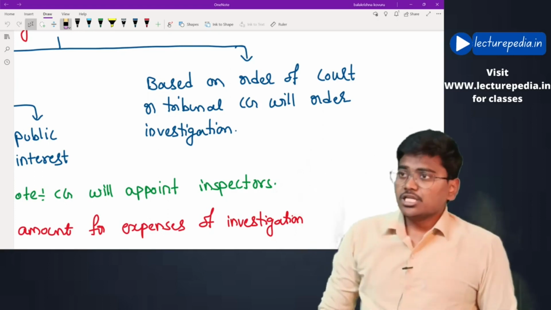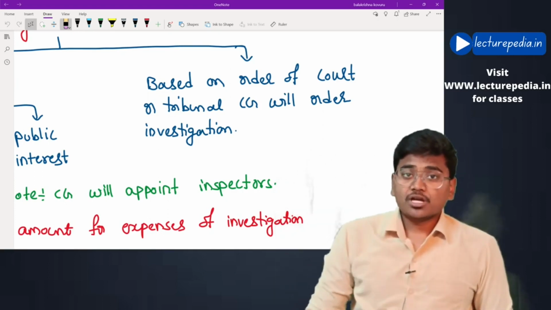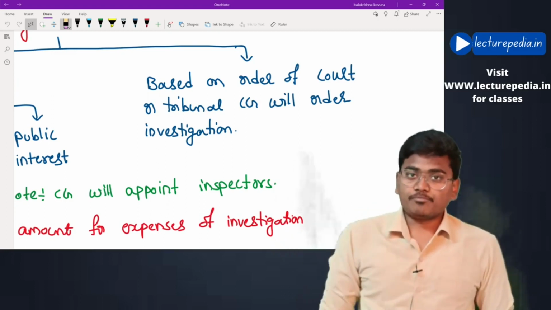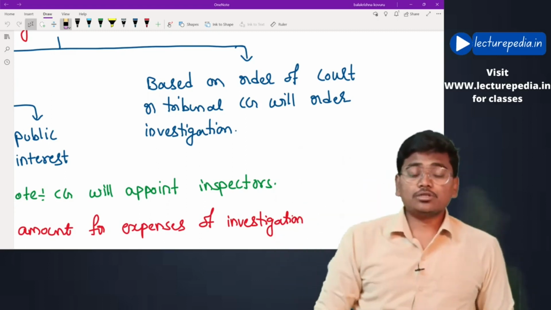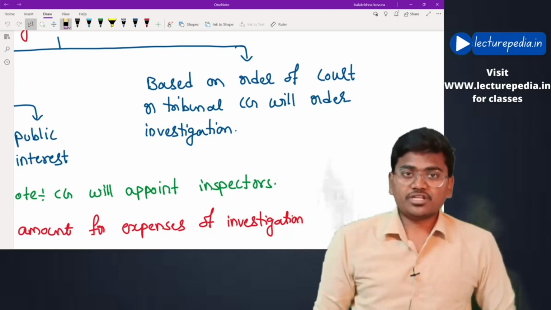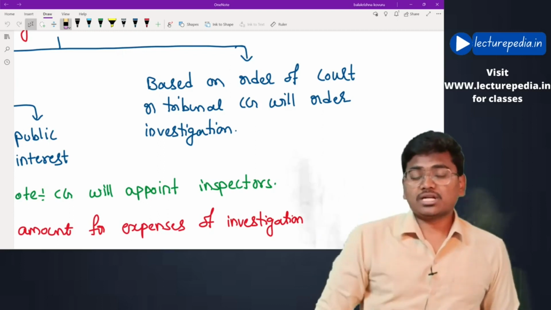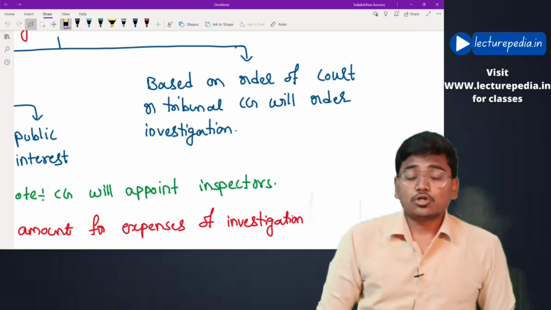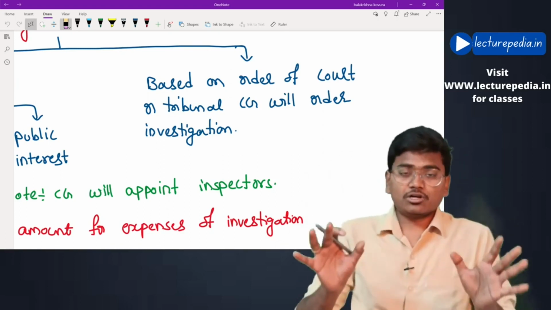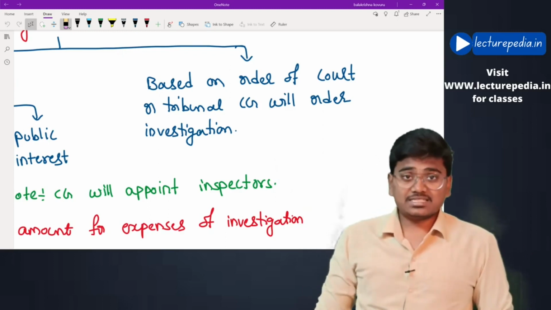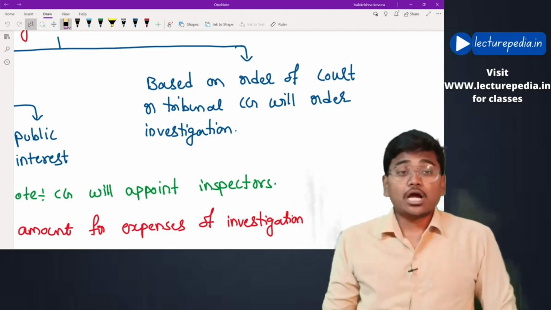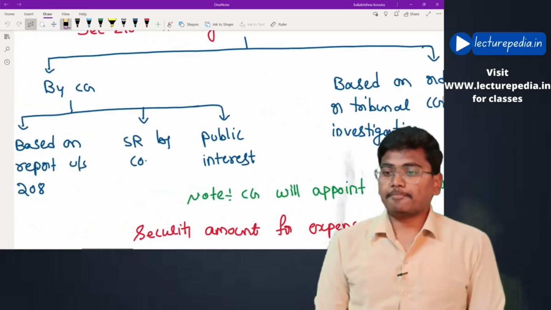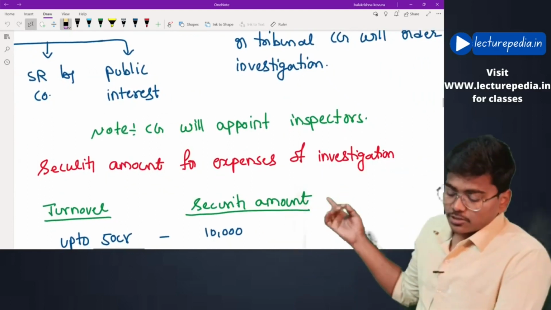Even though a tribunal or any court may want an investigation to be conducted into the affairs of the company, they cannot directly conduct it. They have to ask the central government to conduct the investigation. Only the central government has the power to conduct investigation into the affairs of the company. Hope this is clear. The central government will appoint inspectors to conduct the investigation. That is the reason why even courts and tribunals will order the central government to conduct the investigation, but they will not directly conduct it. Note, the central government will appoint inspectors.